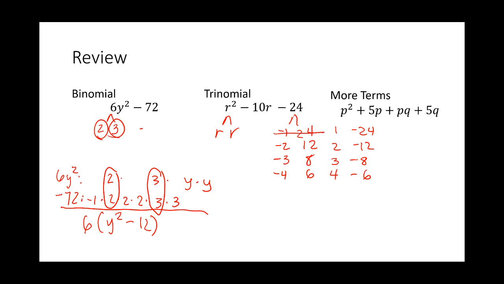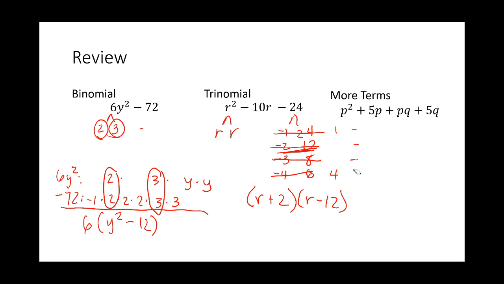This one doesn't. This one adds up to positive 10, but that's not negative 10, so we don't want it. This one doesn't add to negative 10. This one doesn't, this one doesn't, this one doesn't, this one does, and that one doesn't. That means that factoring for this one is going to be r plus 2, r minus 12.